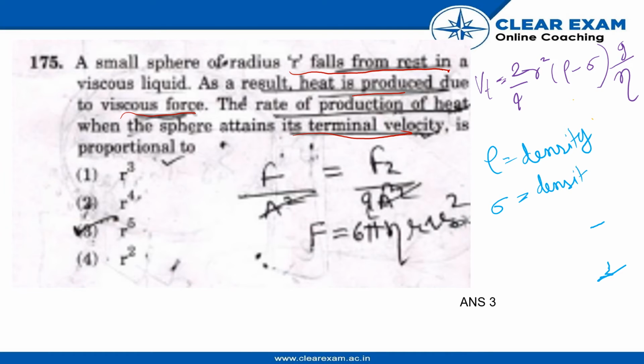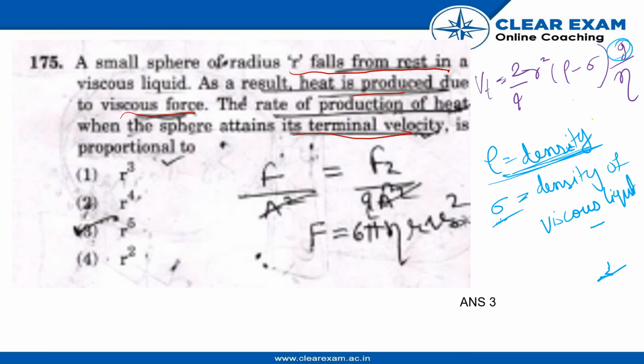And g is the acceleration due to gravity. Rho is density, and these both are densities, but sigma is the density of the viscous liquid and rho is the density of the sphere that falls in the viscous liquid.